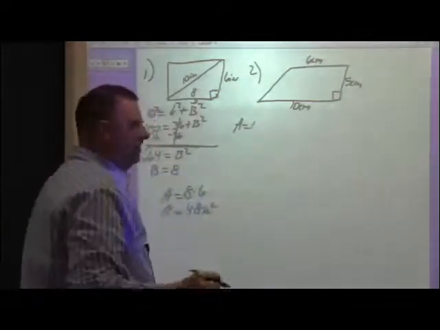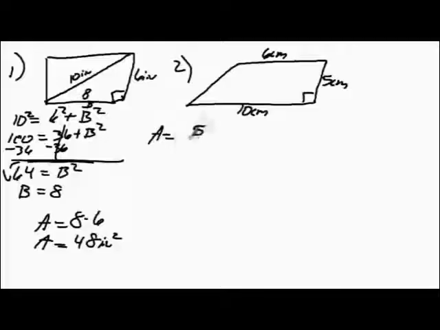You're going to take your height, which is 5, over 2, times the sum of the bases, which is 6 plus 10. So that's going to give you 5/2 times 16. If you want, you can put that over 1.